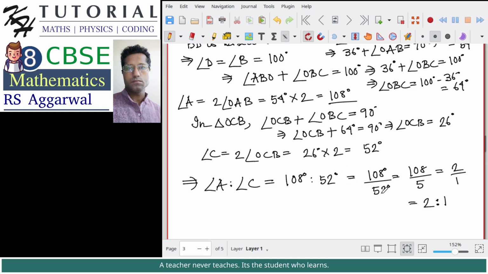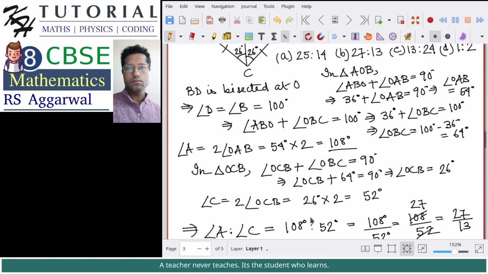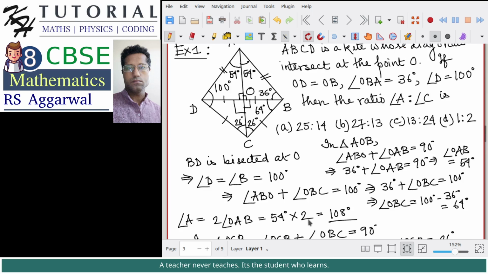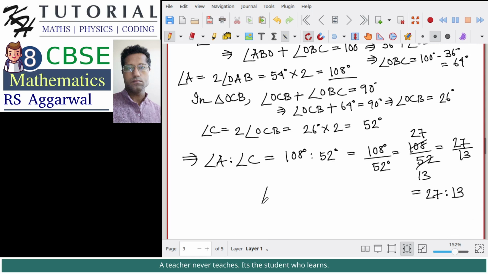This is 108 by 52. So this will not be 2:1, but if we cancel with 4, it is 4, 2, 8, 27, and this is 13. So this is coming out to be 27 by 13. So angle A is to angle C is equal to 27 is to 13. 27 is to 13 is the result. So the correct choice is B. Answer is choice B.